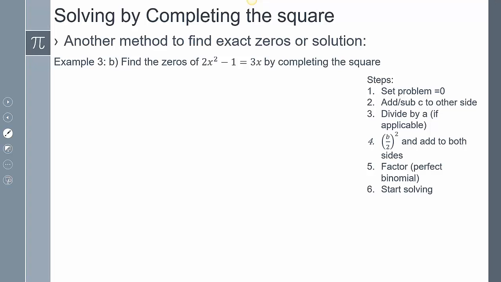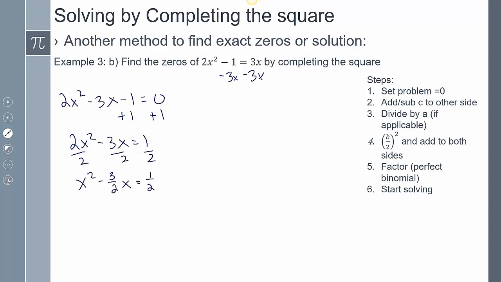Next one, it says find the zeros of 2x squared minus 1 equals 3x. So I'm going to set the problem equal to 0. Well, to do that, I'm going to have to subtract 3x to both sides. And I wrote it in descending order. That's really important to do. Then I want to add and subtract c to the other side, so I'm going to add 1 to both sides. Then step 3, divide by a if you're able to. So I have an a here, so I have to divide everything by that a. So I'm going to get x squared minus 3 halves x equals 1/2.